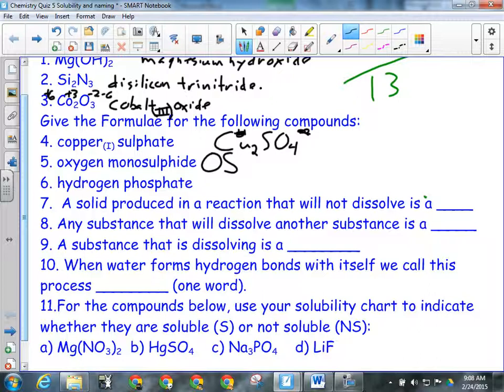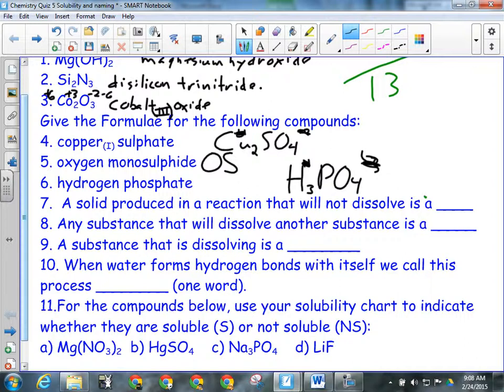Okay, and hydrogen phosphate. If hydrogen's listed first, it's behaving as a metal. That means this is an ionic compound. Whoops, it's not 3+ though. It is 1+. And phosphate, which is PO4, is -3, right? Yeah. Okay, so we've got a drop and swap, so the 1 goes there, we don't write 1s, and the 3 comes here. We got H3PO4. Questions on those 3?